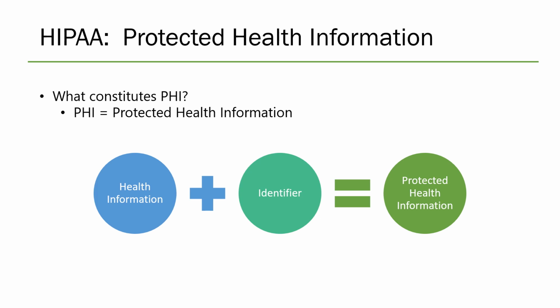Almost all health information is considered PHI when it contains individual identifiers. HIPAA has a list of 18 identifiers that make health information PHI. So the simple formula here: health information plus identifier equals protected health information. Meaning if you release that unauthorized, you are in violation of HIPAA.